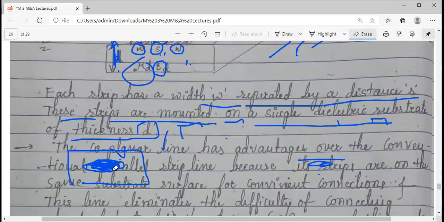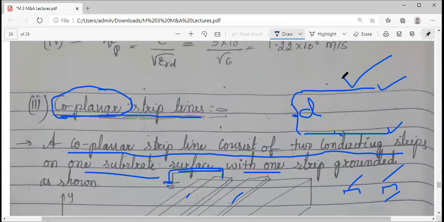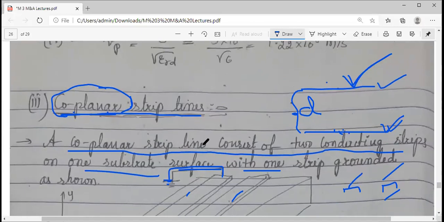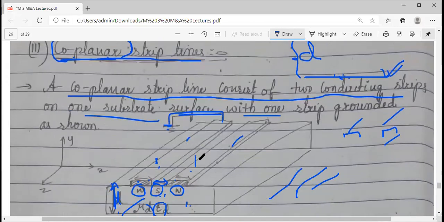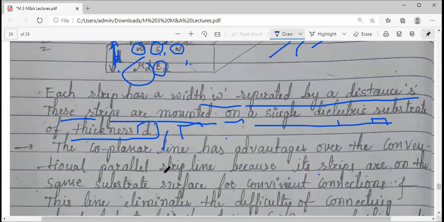The coplanar strip lines have an advantage over the parallel strip lines. Obviously, in parallel strip lines also you are using two strips, kept parallel to each other. Here also you are keeping two strips, right? Just with the spacing, yes, they are kept on the same surface, the substrate, sorry. So what is the advantage of the coplanar line compared to the parallel strip line?